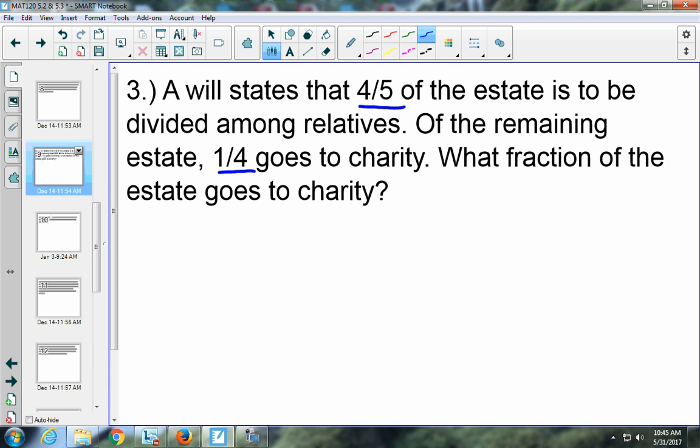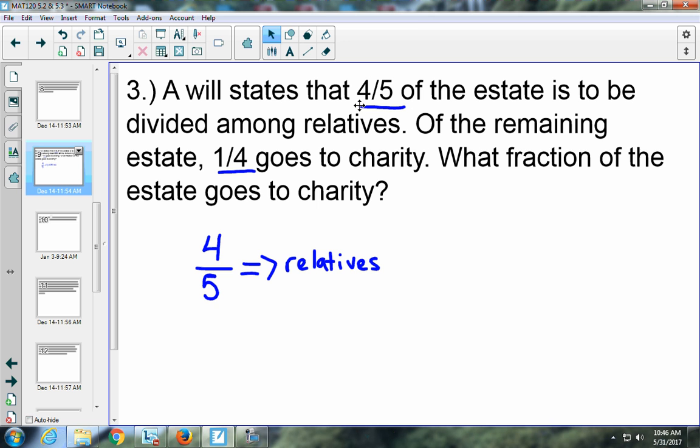So if we look at that 4/5 first, it says a will states that 4/5 of the estate is to be divided among relatives. So relatives get most of that estate. They get that 4/5. That next sentence says, of the remaining estate. So that's the first thing we have to find, the remaining estate.